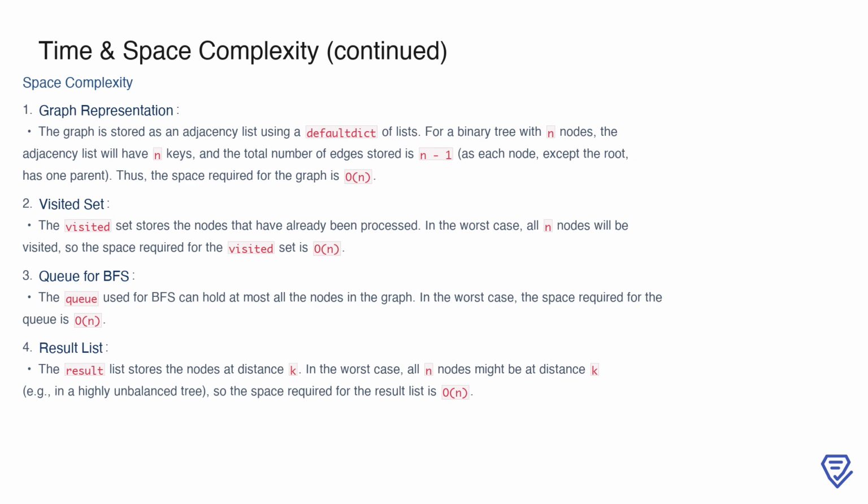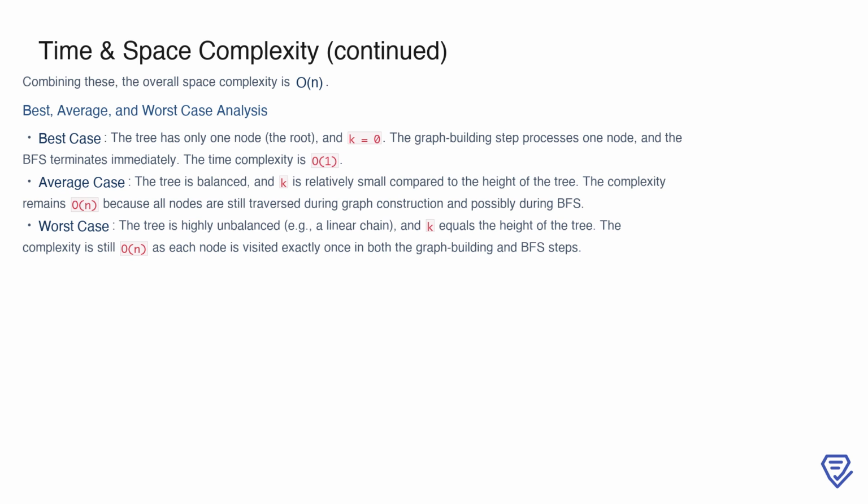Next, the visited set is used to track processed nodes during BFS. In the worst case, all n nodes will be visited, so this also requires O(n) space. The BFS queue temporarily holds nodes to be processed, and in the worst case, this queue could contain all nodes, making its space usage O(n) as well. Finally, the result list stores nodes at distance k. While rare, it's possible for all n nodes to satisfy this condition, resulting in O(n) space usage. When we sum these, the overall space complexity for the solution is O(n).